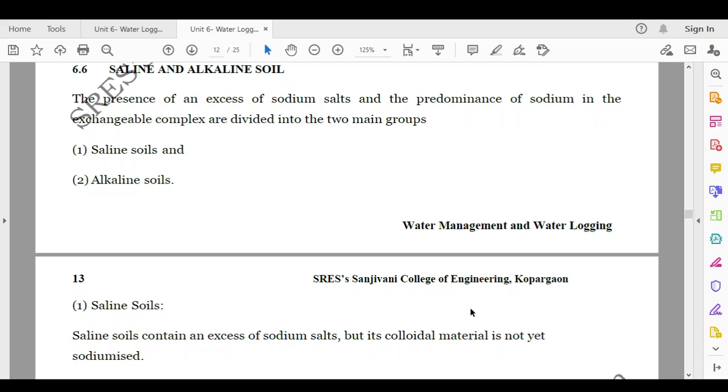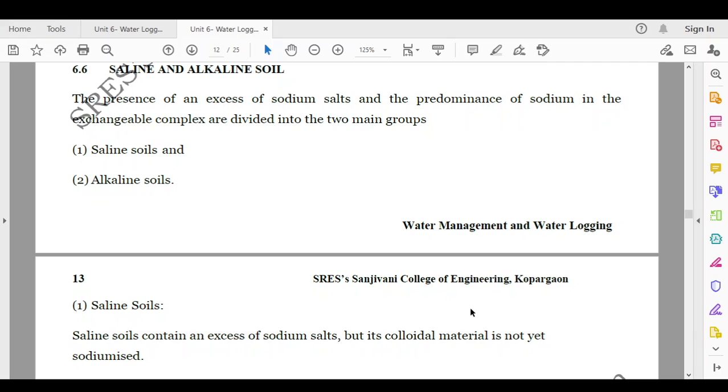As we have started with water logging, we have seen what the issues associated with water logging are, what the ill effects are, and what the probable remedial or preventive measures for water logging are. Out of n number of issues, waterlogging increases the salinity of soil. So today we will deal with saline and alkaline types of soil and see how to overcome these issues. So let us start.